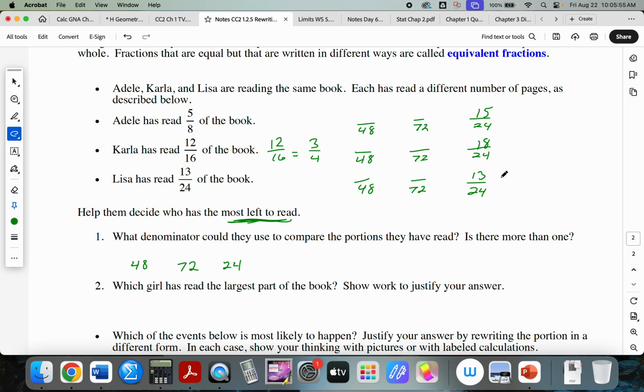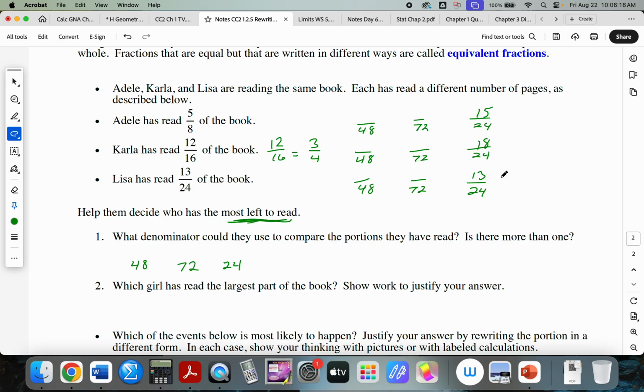Exactly right. Thank you very much. 15, 18, 13, and 24. Okay. Did someone do it with 48? Lots of people did it with 48. Cool. All right.